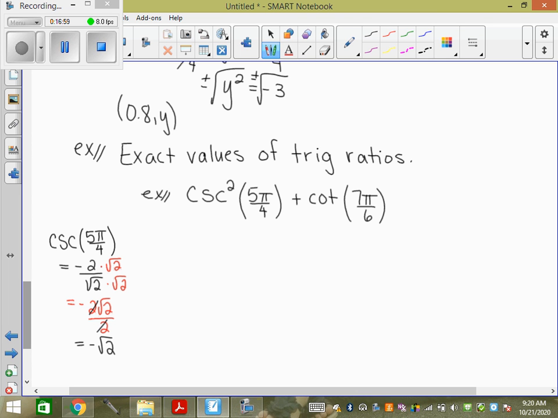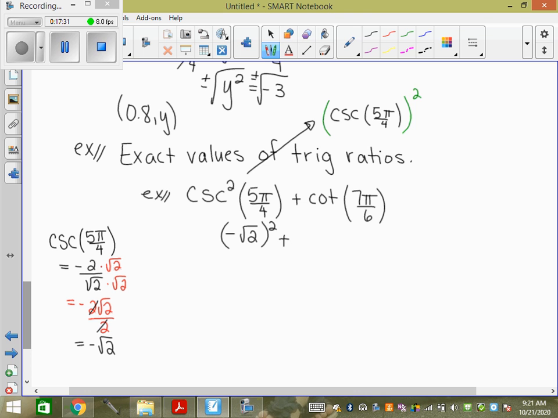And then I can go back here and I can go negative root 2 squared. Because remember the squared in here? All it means is cosecant of 5 pi over 4 squared. That's what that squared in there means. So they write the squared in the middle. But if you want to type it into your calculator or you want to actually do the algebra, it means that squared. Okay?